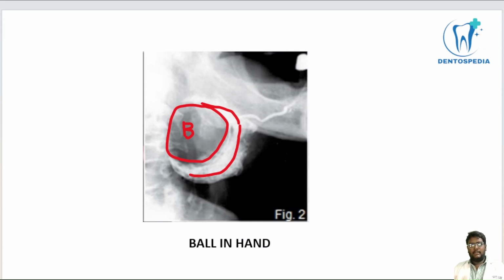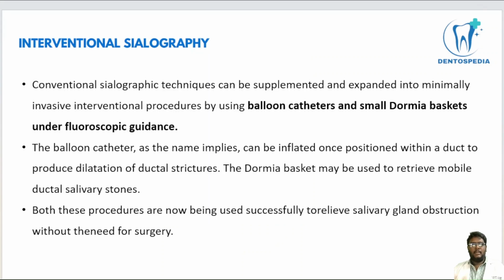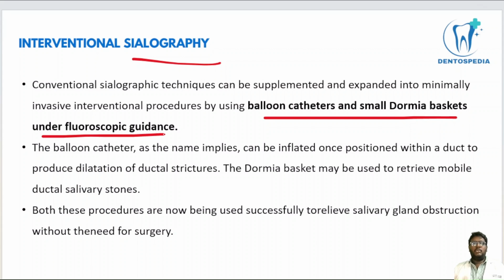So that's all the sialographic appearances of various disorders. And coming to interventional sialography, if the salivary gland stone is smaller, we can easily do minor surgery and evacuate the stones. Sometimes if the stones are complicated in position and shape, we have to use certain methods called interventional sialography, where we use balloon catheters and small Dormia baskets under fluoroscope guidance to remove those stones.